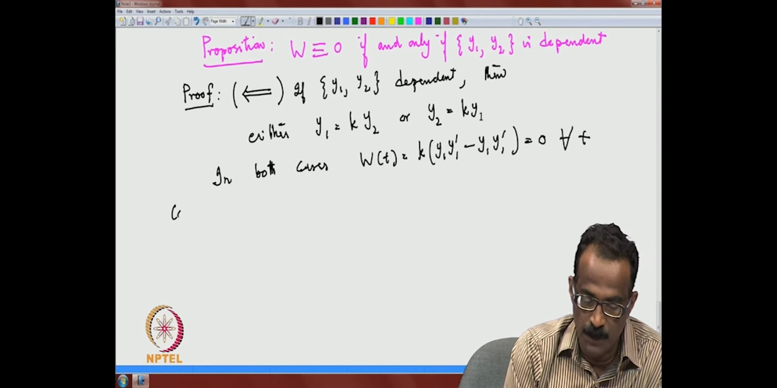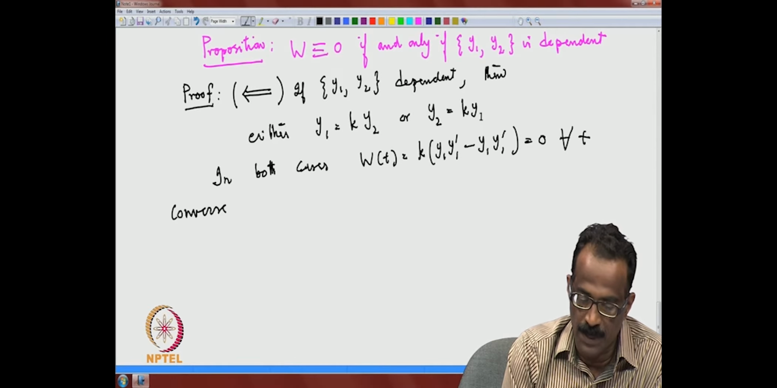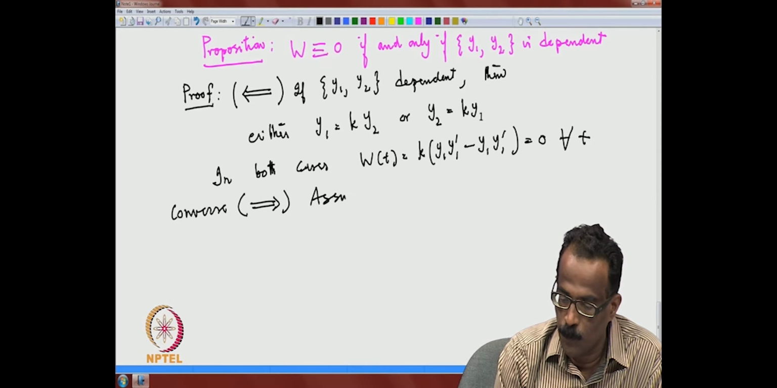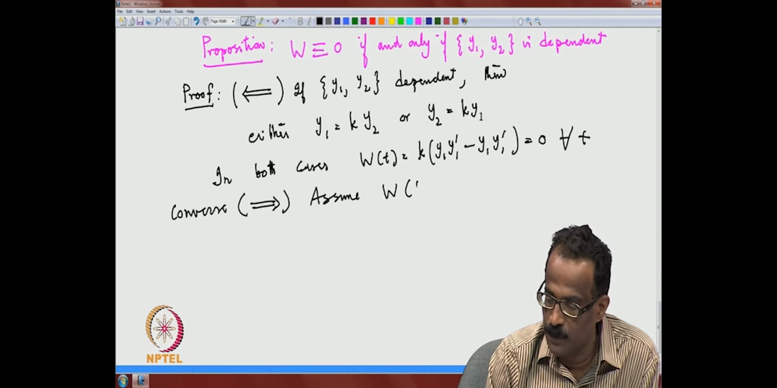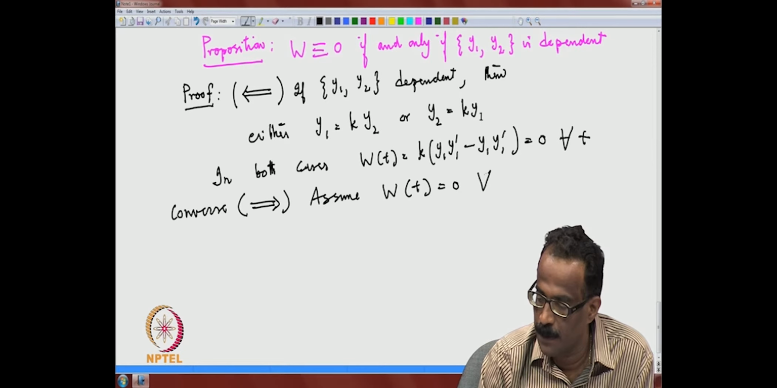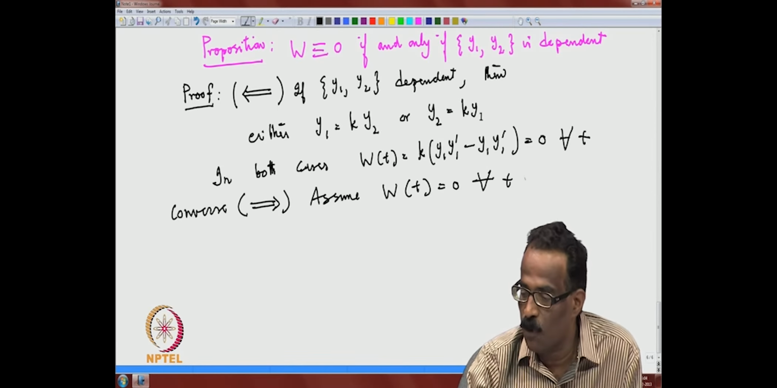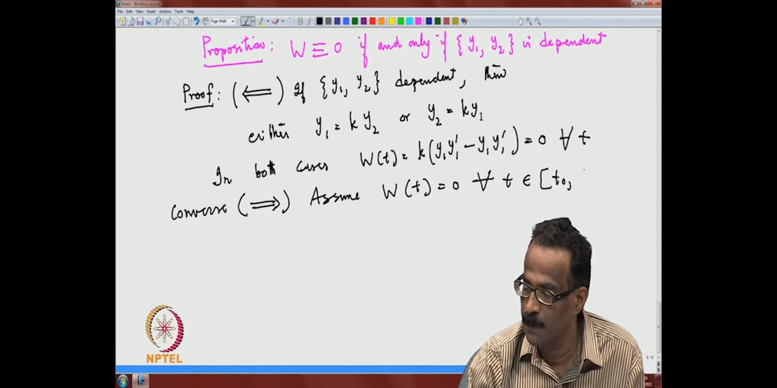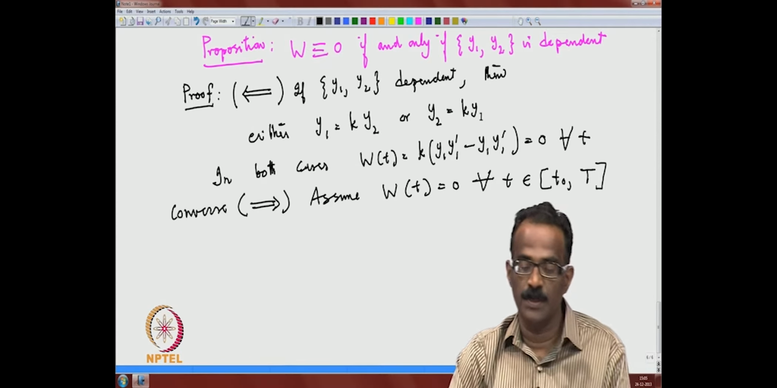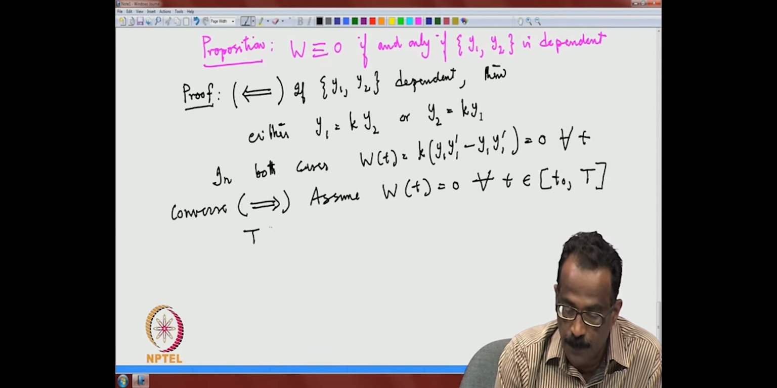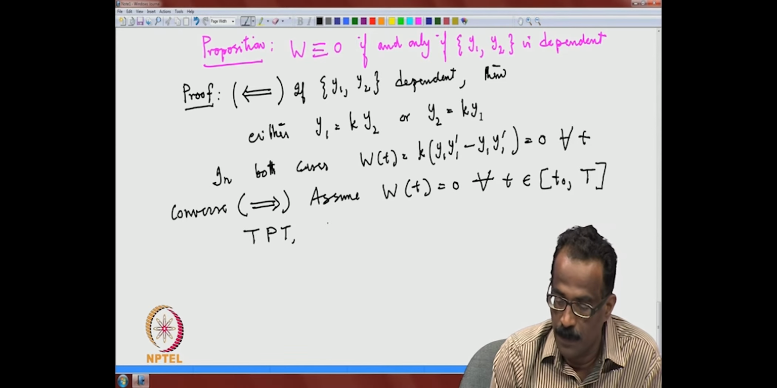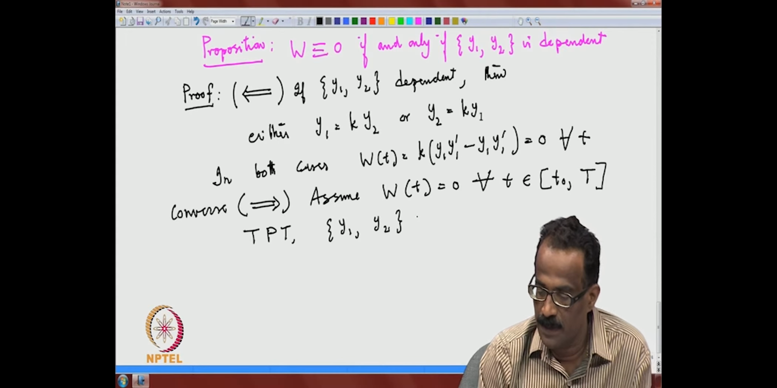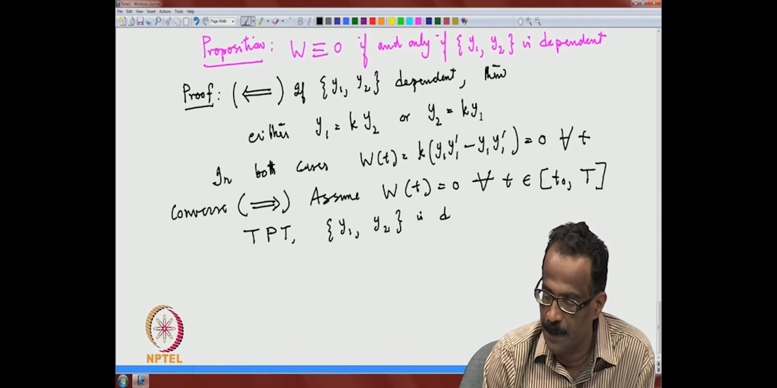So, the converse part is the non trivial part, this part you have to prove. So, assume W t is equal to 0 for all t, whatever it is in the interval, for all t in an interval, that is enough. You want to show that, say the interval t not to t, that is all we are proving. So, this is what you have to prove, that y1 y2 is dependent.